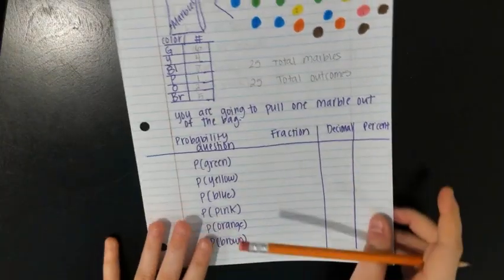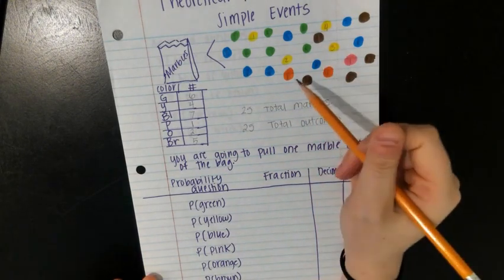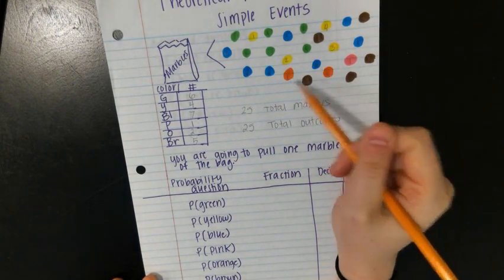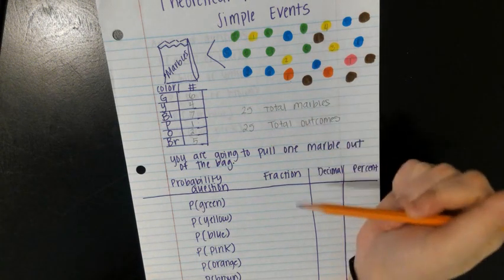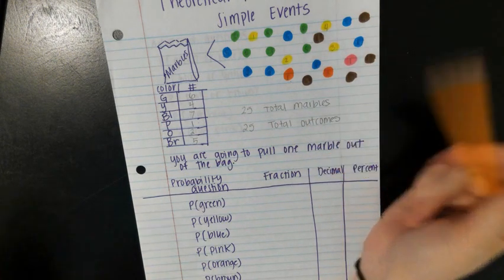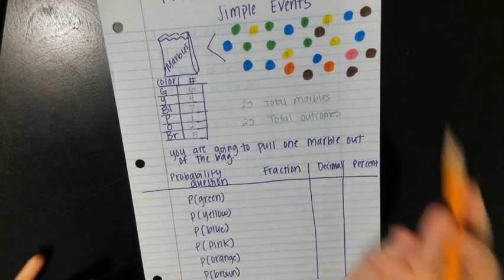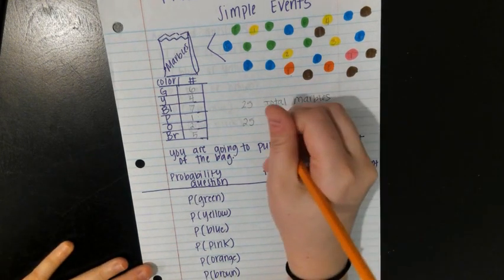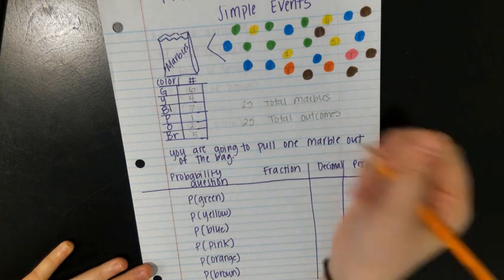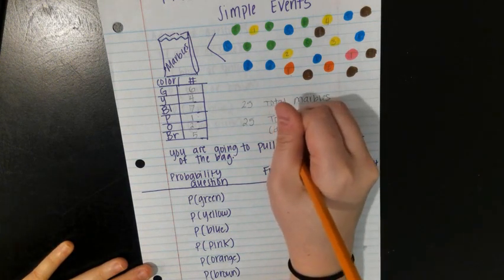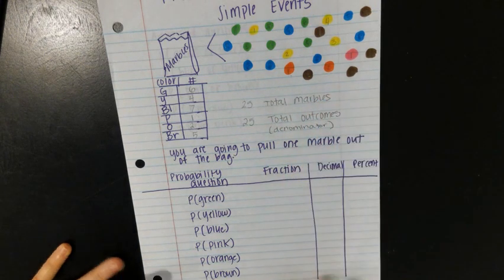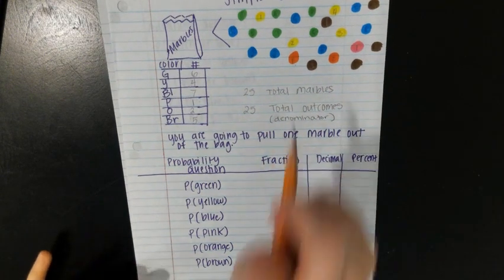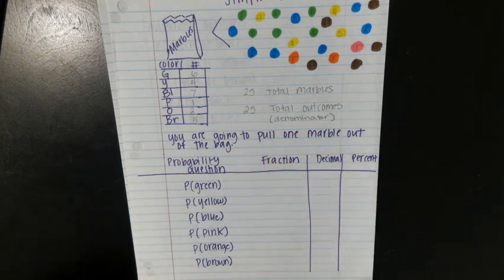There's 25. Because even though, yes, these are both orange, they are separate marbles. So there are 25 different marbles that I could pull out of the bag. So I have 25 total outcomes. This actually is going to be our denominator of our fraction when we find our probability. So if you want to put that, it's going to be our denominator. Now, we're going to be pulling one marble out of the bag, and we're going to find the probability of pulling out each of the colors.